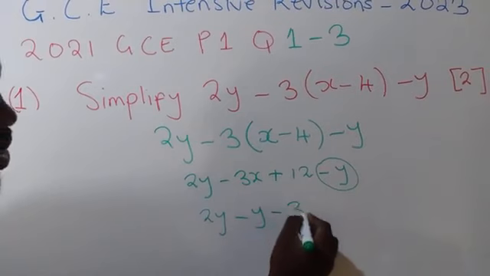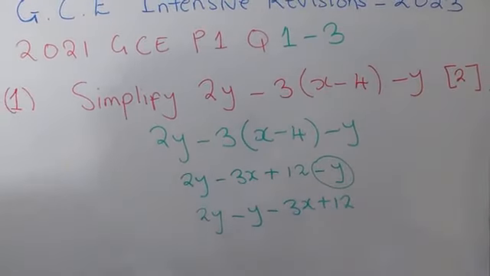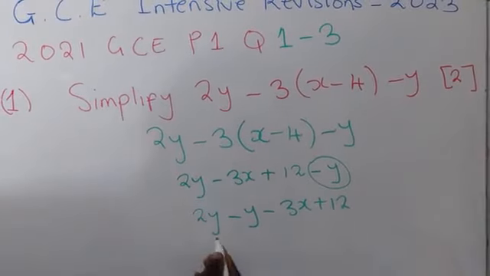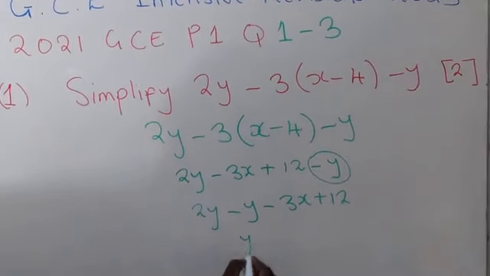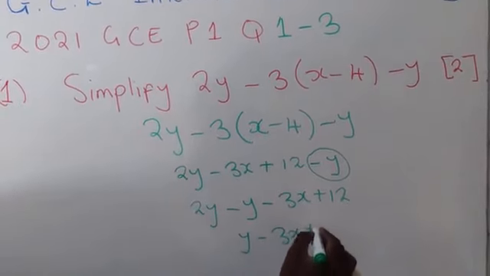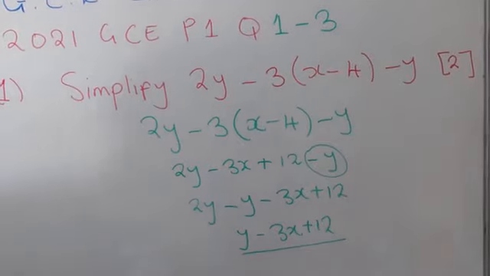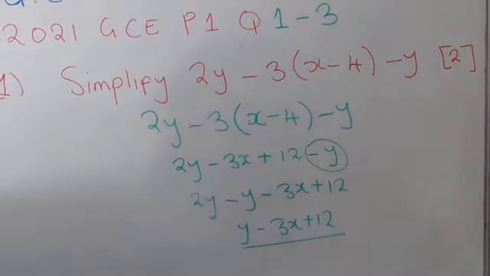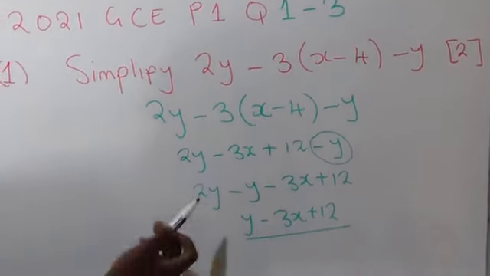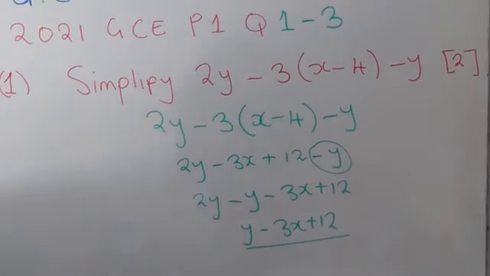And then we say minus 3x plus 12, like that. So here, 2y minus y, you are going to get y, minus 3x plus 12. So this is now your final answer. You have simplified this expression and you'll be given 2 marks just by working this out. So now go to question 2.